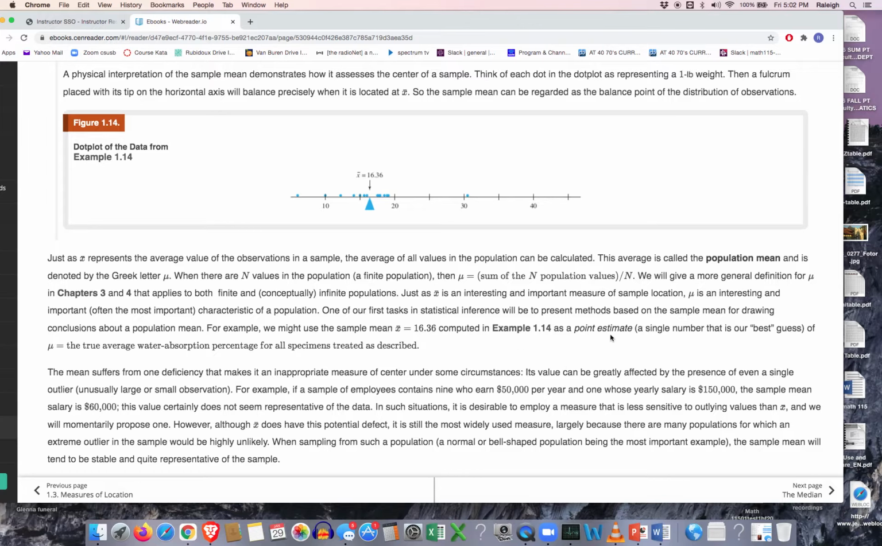It's called a point estimate, whatever the mean is. Here, the sample mean, which is more prevalent right now, would be a single point. Later on, we can expand this into a confidence interval.